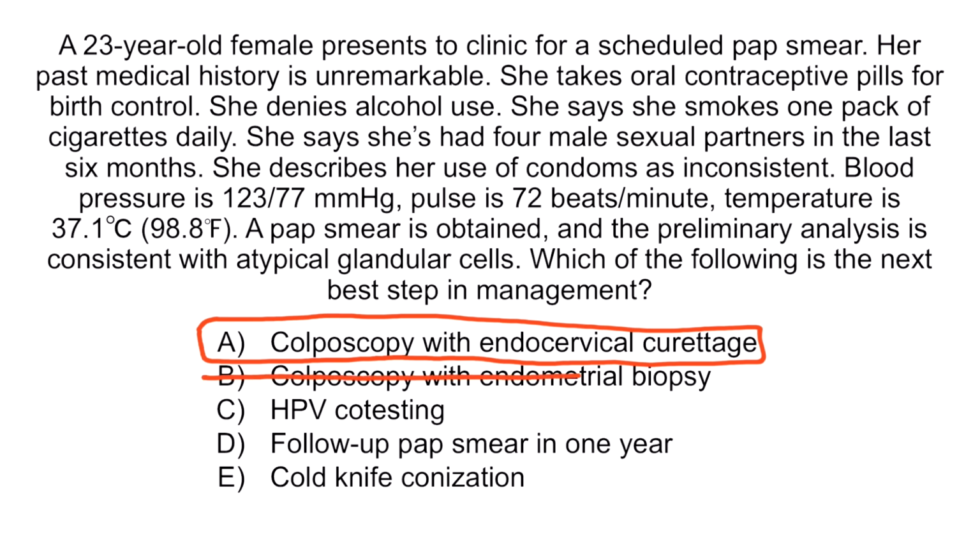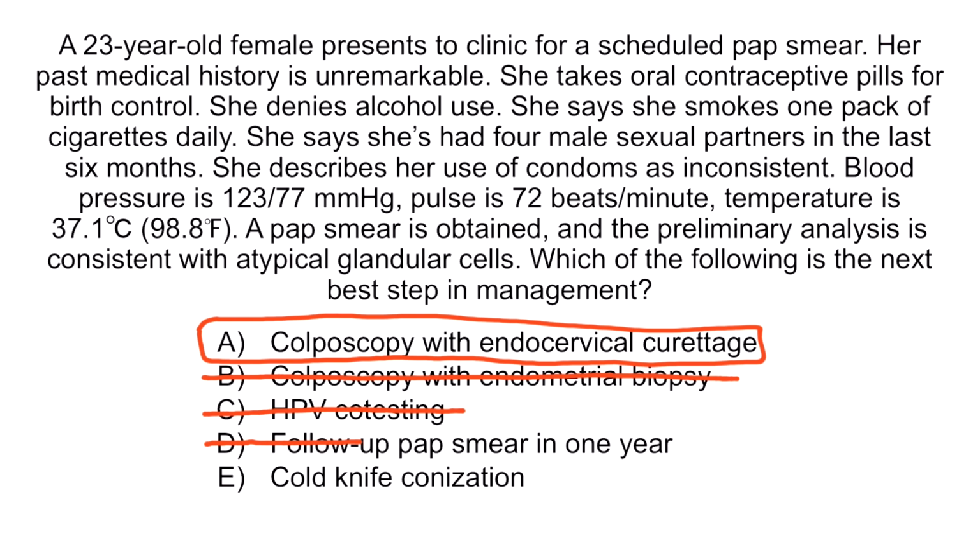Option B, colposcopy with endometrial biopsy, is incorrect because this patient does not need an endometrial biopsy. An endometrial biopsy would be indicated if atypical glandular cells were detected in women over age 35. Since the patient in question is only 23 years old, an endometrial biopsy is not indicated at this time. Option C, HPV co-testing, is incorrect because it wouldn't change management. This patient would need colposcopy whether HPV co-testing comes back negative or positive.